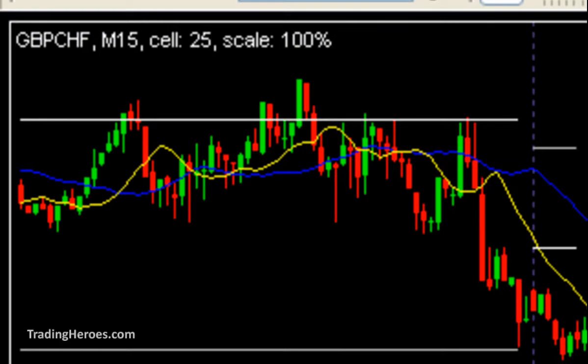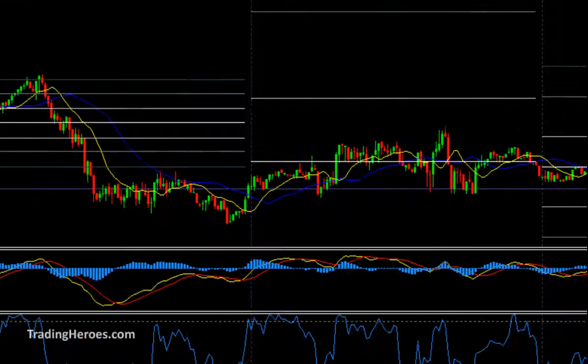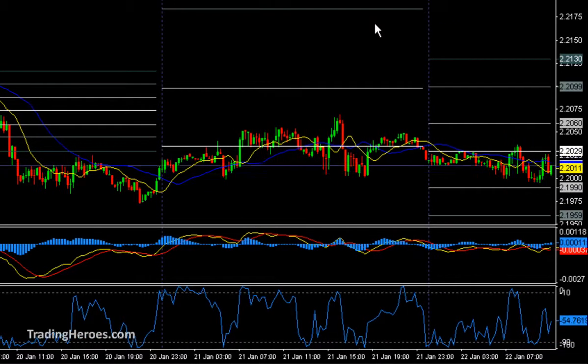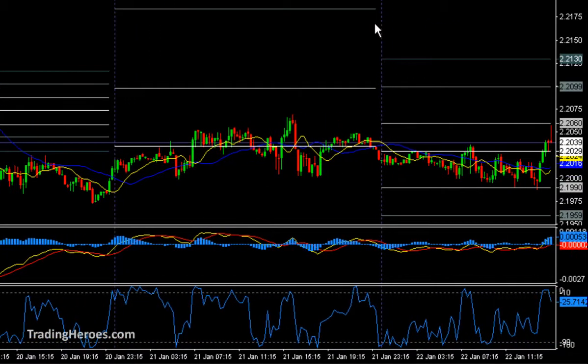Hello everyone, this is Hugh, just doing a little bit of backtesting, and I just want to show you something that I thought was interesting. Sometimes what I like to do is just let the program run and see if I can find any patterns in the price action.